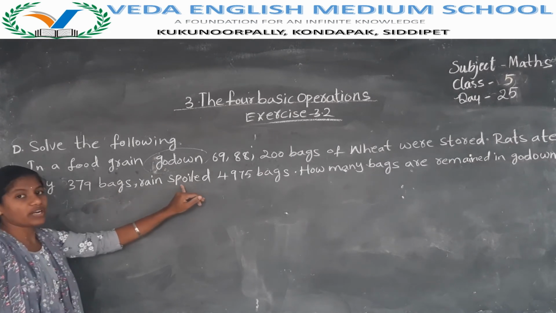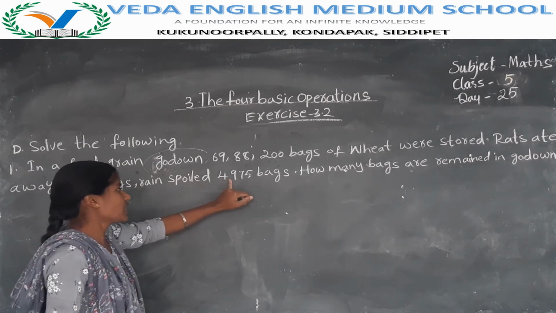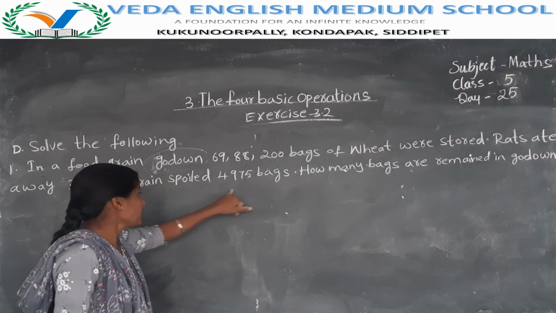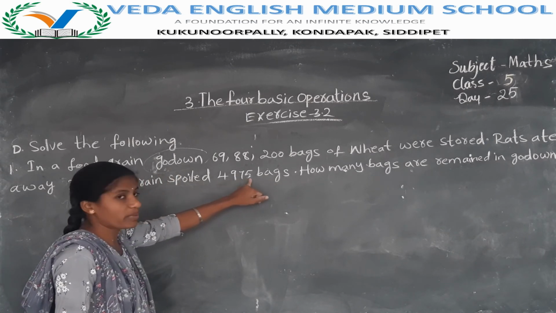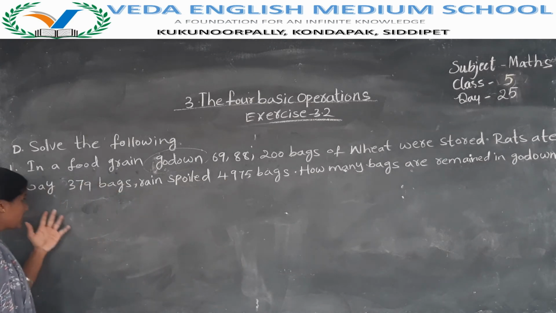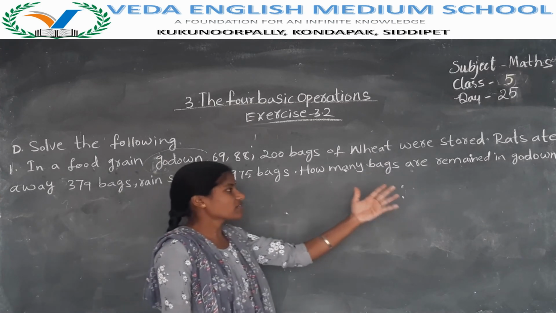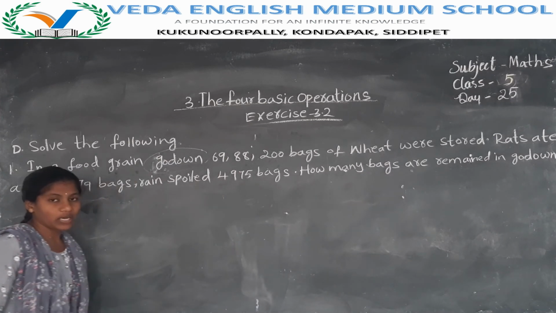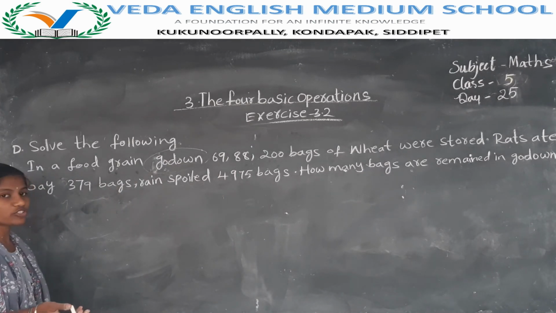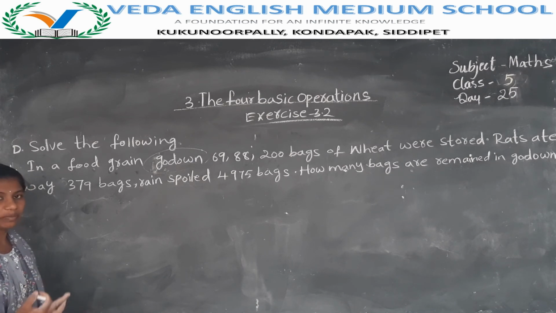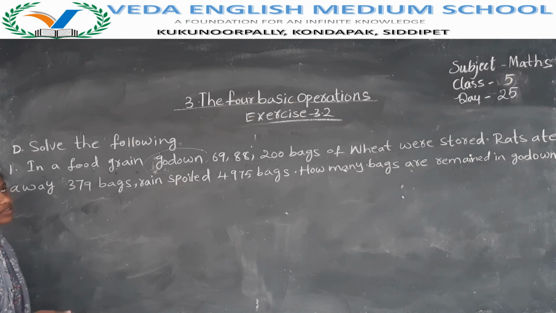Now rain spoiled. వర్షం వల్ల 4,975 bags were spoiled. Because of rain, 4,975 bags were spoiled. Because of rats, 379 bags were spoiled. Now, how many bags are remained in the godown? Some bags are spoiled because of rain. Some bags are spoiled because of rats. Now, how many bags are left in the godown? They are asking.